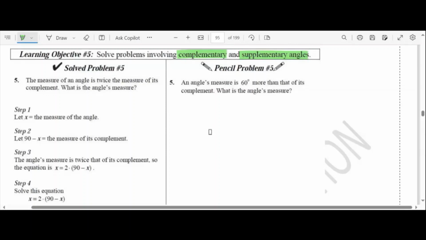So now we start with complementary and supplementary angles. Please read. The measure of an angle is twice the measure of its complement. What is the angle's measure?